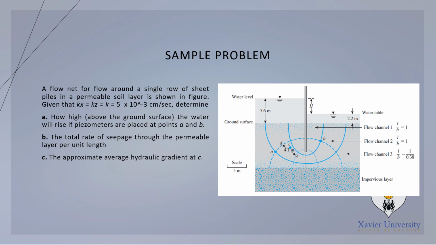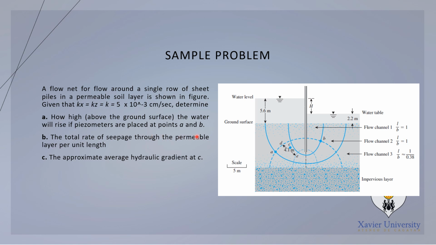A flow net for flow around a single row of sheet piles in a permeable soil layer is shown in this figure. So given that kx is equal to kz is equal to the rest of the k, which is equal to 5 times 10 to the negative 3 centimeters per second, we are asked to solve for how high the water will rise if the piezometers are placed at points A and B. No, we have points A and then B.